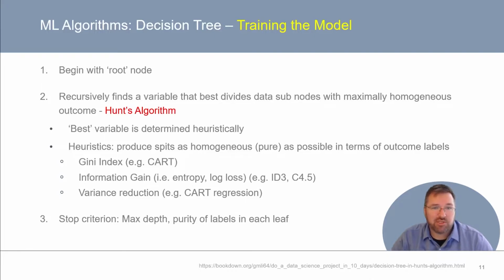Splitting stops while going down a branch when certain user-specified stop criteria are met. For example, if some maximum tree depth is reached, or the purity of outcomes within a leaf node is reached, or some minimum number of instances in a node is reached. If none of these restrictions are in place, for example in a classification problem, splitting would continue until either all leaf nodes contain only one class, or when all leaf nodes include only one instance.